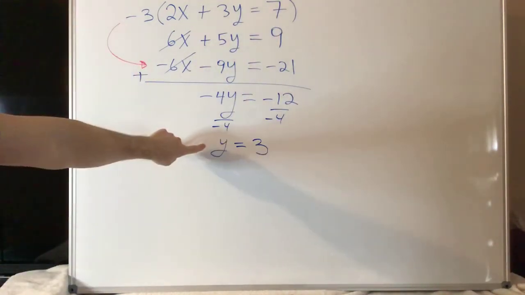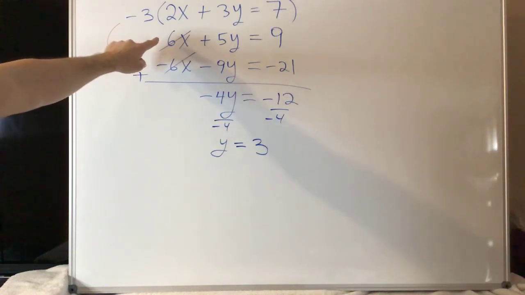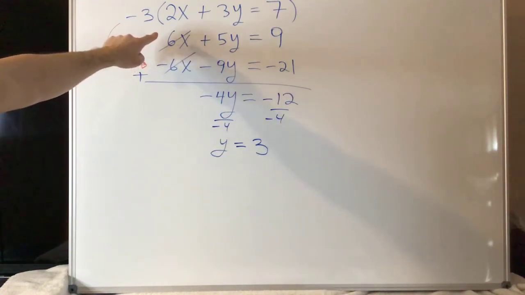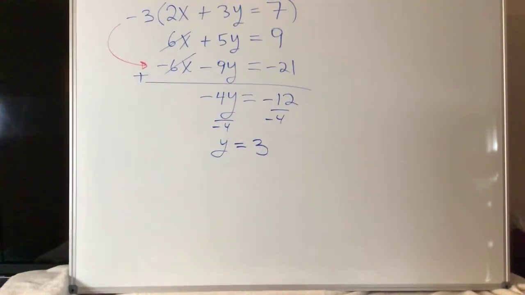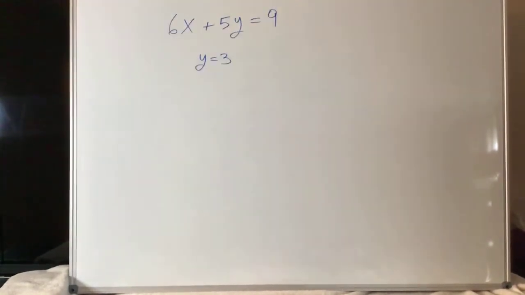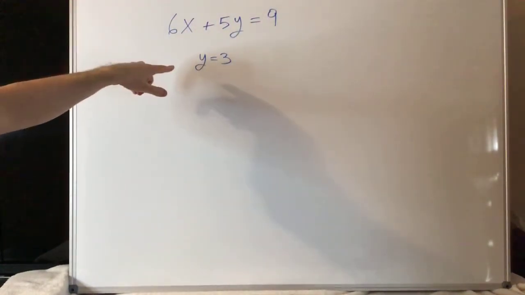Now, I have to take this number and plug it back into either of the original ones. This time, I'm going to plug it into the bottom one and get the value of x. And then I'm going to check it using the top one. So I'm going to do a little erasing and then I'll do that step. All right, so I already eliminated x and solved for y.